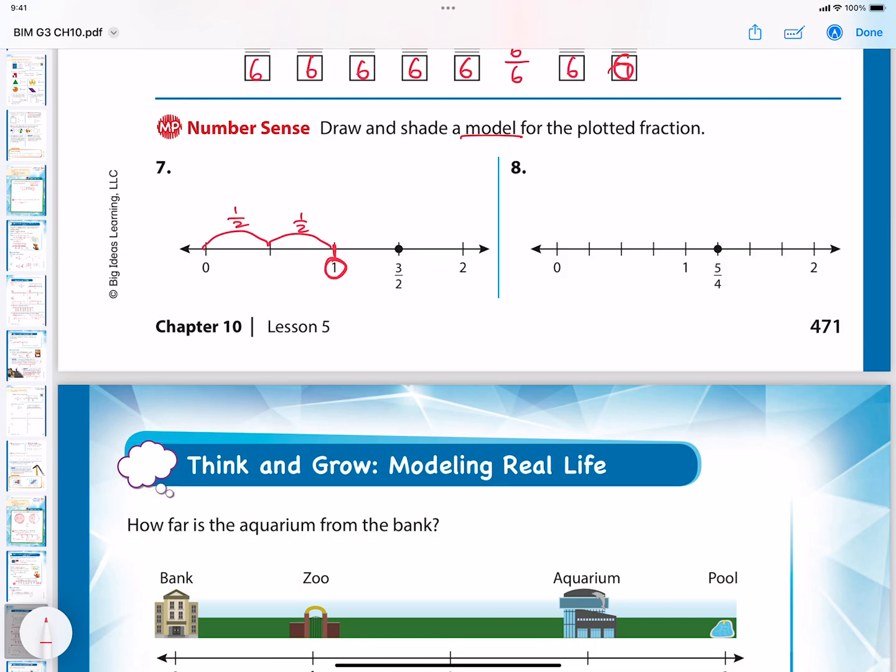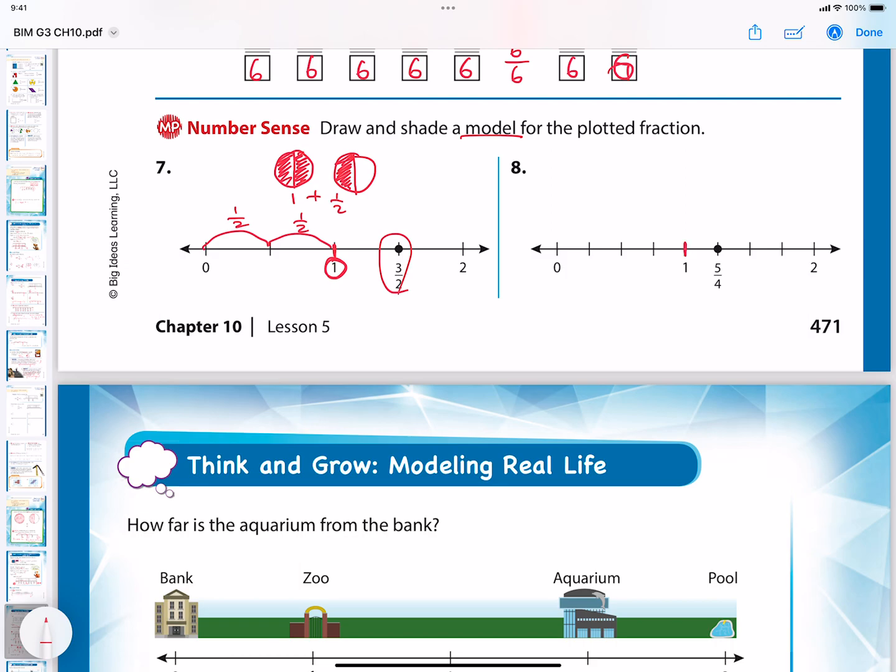Now draw and shade a model. So now I'm going to use a pizza model because I love pizza for fraction. Okay, now here, the one whole pie is split into 2. So maybe Mr. Lee eats 2 slices and then needs more. So he ate 1 more slice out of one whole pie, right? So I ate 1 whole pie plus half, which is 3 over 2. Okay.